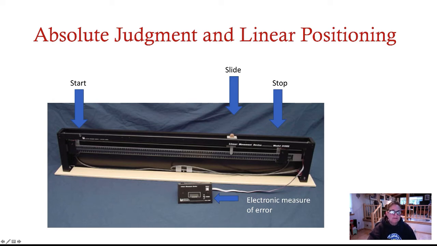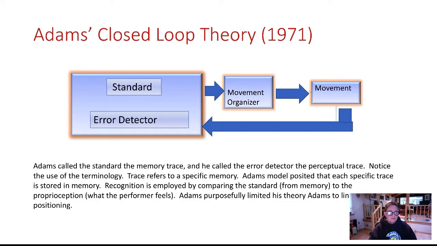And what happens is the subject is moved back to the start. And then the subject is asked to recall the position. Well, let's say that the position is 2 centimeters or 2 inches short of the target. That would be the measure of error that's given on a linear positioning apparatus.